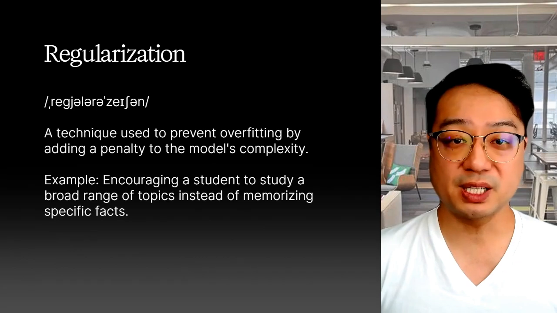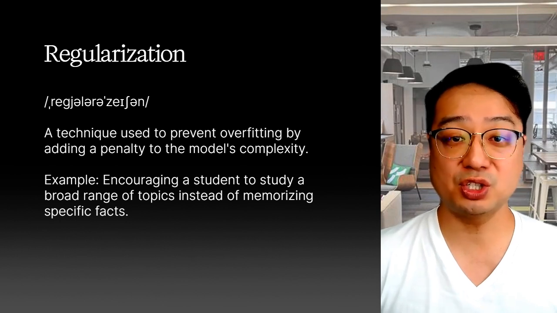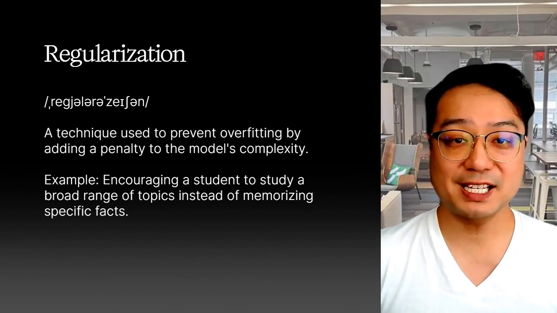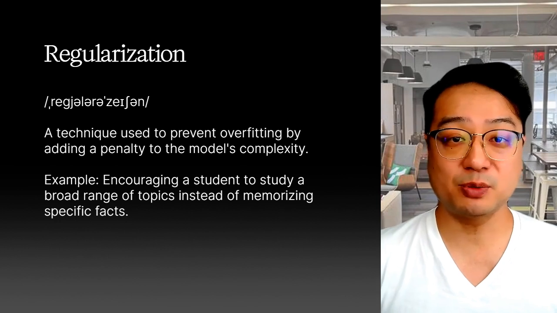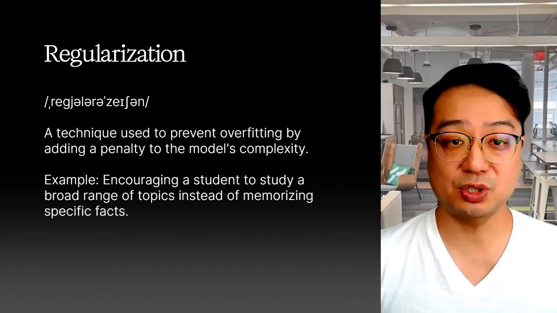To prevent overfitting, we can use regularization. This involves adding a penalty to the model's complexity to encourage it to generalize better. It's like adding a speed limit to a car. The speed limit prevents the car from going too fast and losing control.